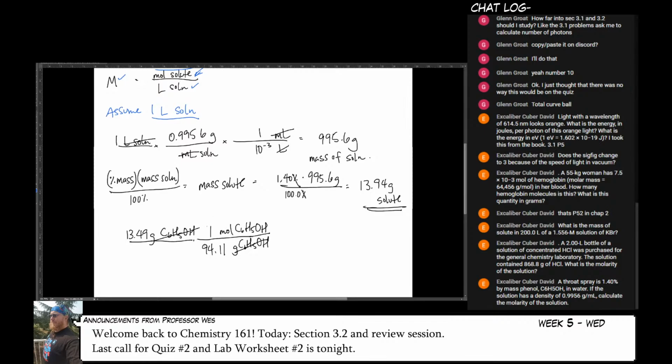All right. All of this would give me the number of moles. If I just divide that by the volume, which we said was 1 liter, we'll get the molarity. And that is 0.1433. So that's the molarity of the phenol.